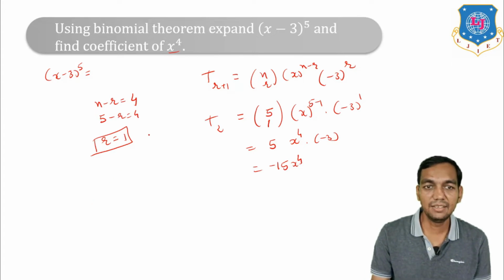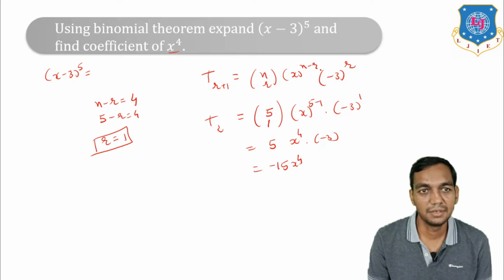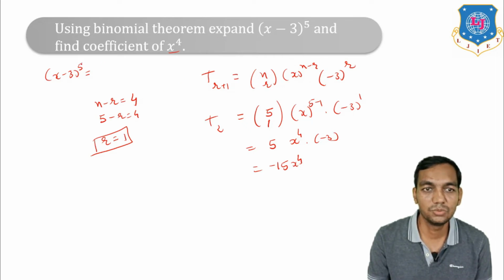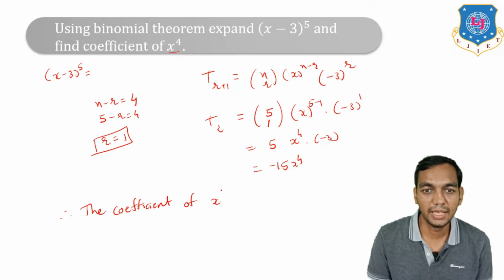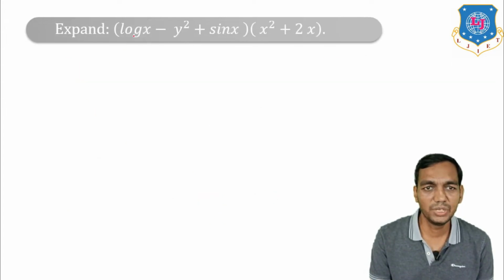Okay. Basically what we have done is we have written the formula of the r plus 1th term and we are directly comparing this power of x with 4, because we required the power of x equal to 4. And therefore the coefficient of x raised to 4 is minus 15. Okay. Now this is the simple expansion, example of simple expansion.